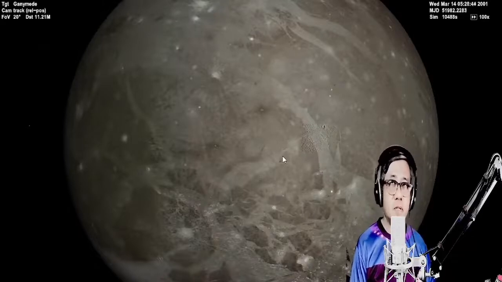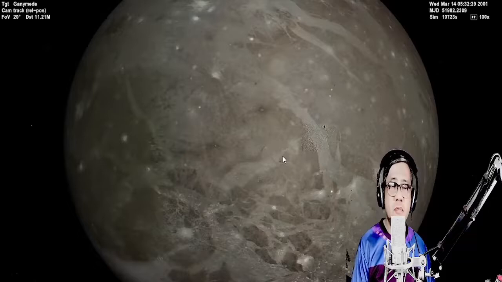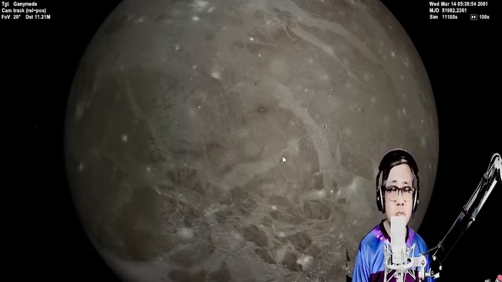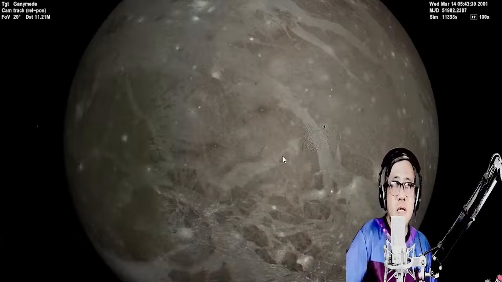So siguro dapat magpadala ang NASA ng isang mission, no? Not only to Europa but to Ganymede. No? Baka there's a possibility also na baka may tubig dyan.